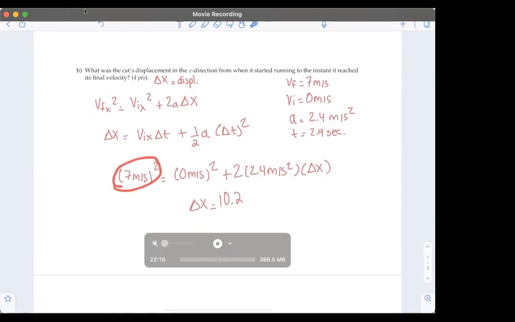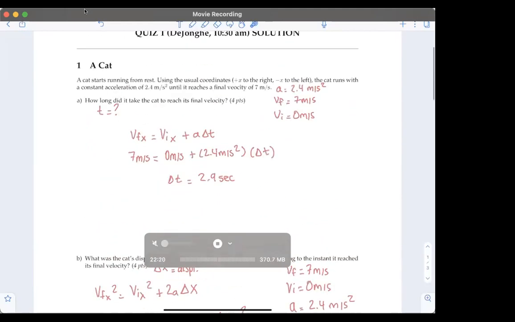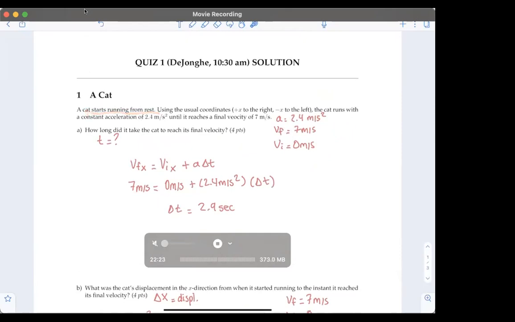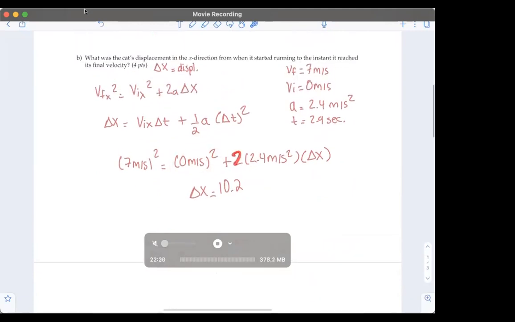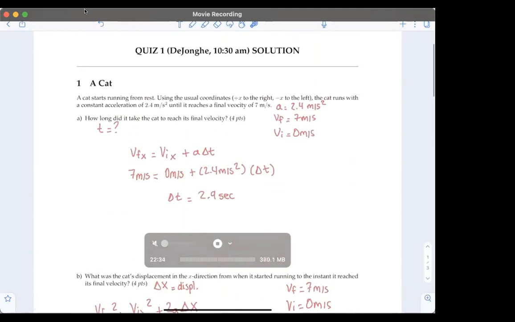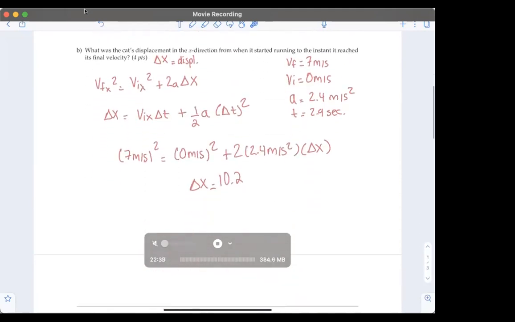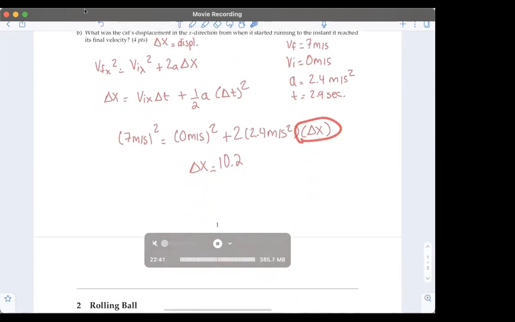So 7 meters per second squared, that's our final velocity squared. And our initial velocity is 0 meters per second, right? Because the cat started from rest. So 0 meters per second, and then square that. And then you add that to 2 times our acceleration, which is the 2.4 meters per second squared that was given in the problem, constant acceleration of 2.4 meters per second squared, and then times our delta x, right? So that's our displacement. Now, we can work this out a little bit, right?